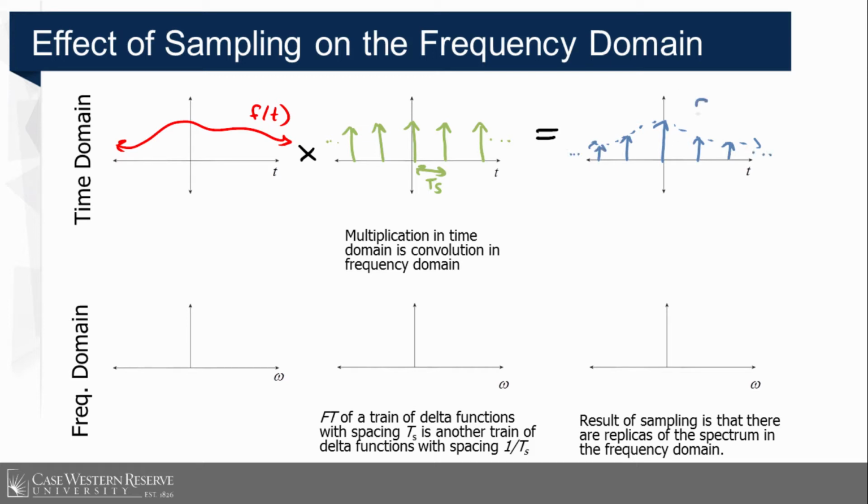We'll call this my f of n, which has now been sampled. Okay, so what I'm going to do is look at each of these signals now also in the frequency domain. So if I move from top to bottom, I'm performing a Fourier transform. I'll do the same thing here and the same thing over here.